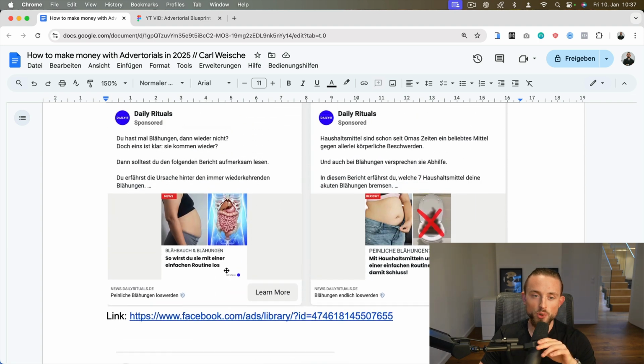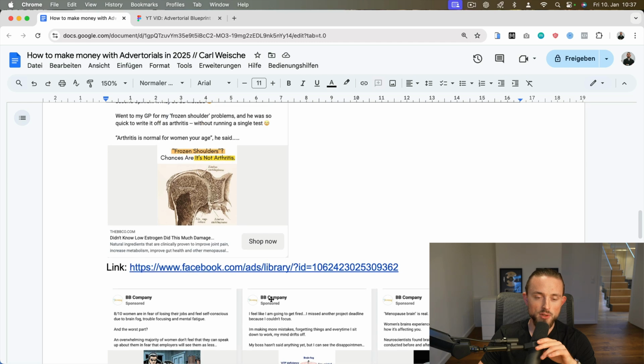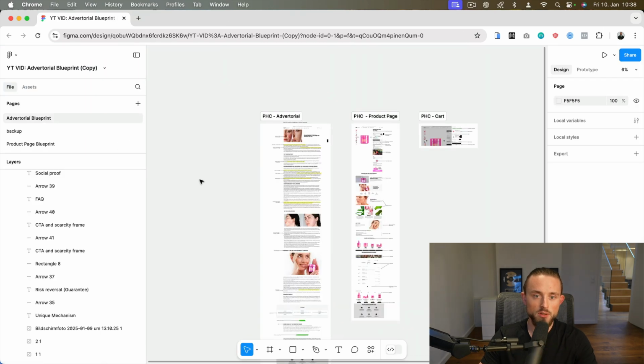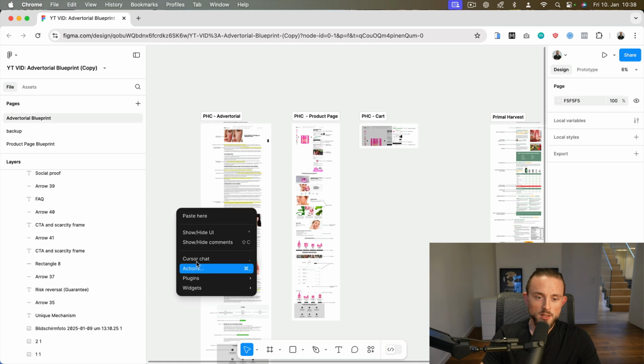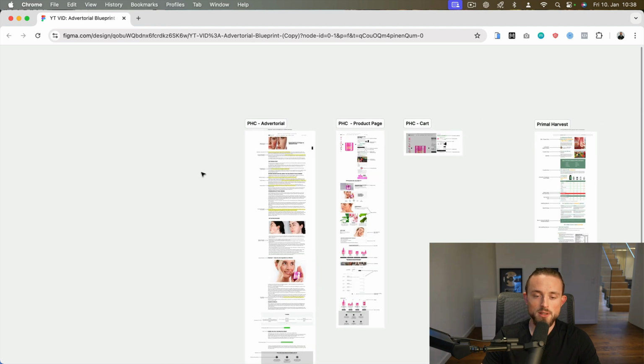So now that we've spoken about different ad creatives, again, I've linked all of the ad libraries so you can check them out yourself. Let's dive right into the advertorial blueprints. So as you can see here, I've brought you 2 funnels. The first one is from PHC Beauty and the second one from Primal Harvest. Both clients of ours, and they both make millions with advertorials.